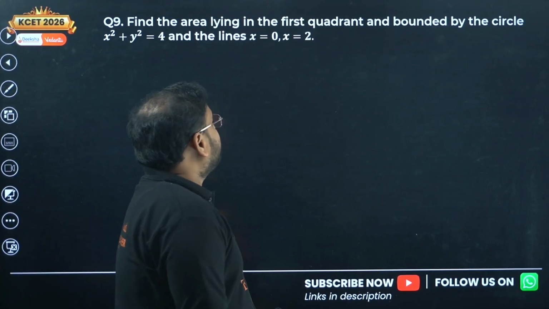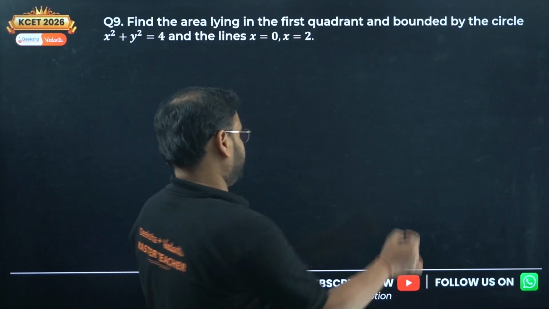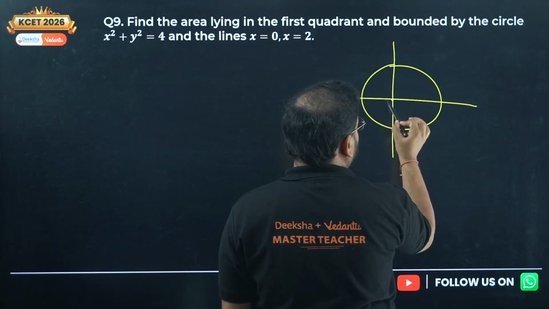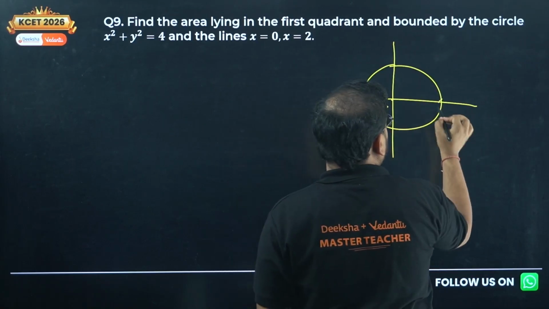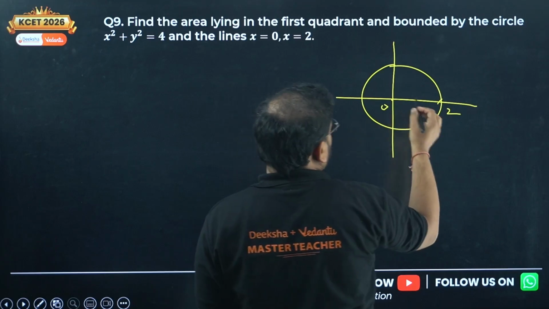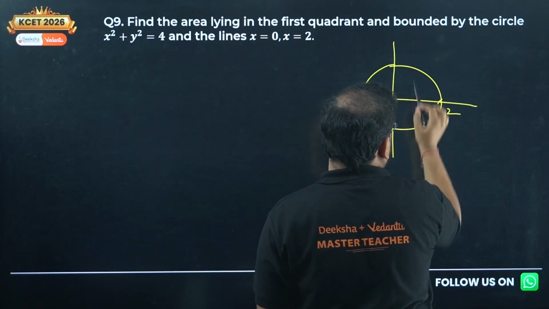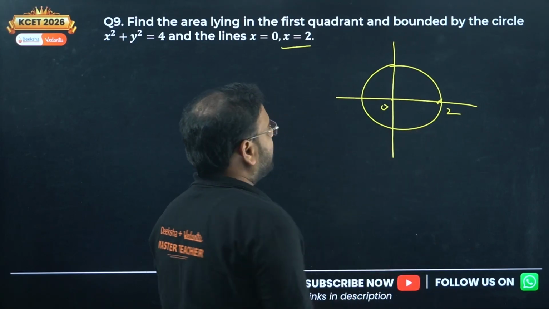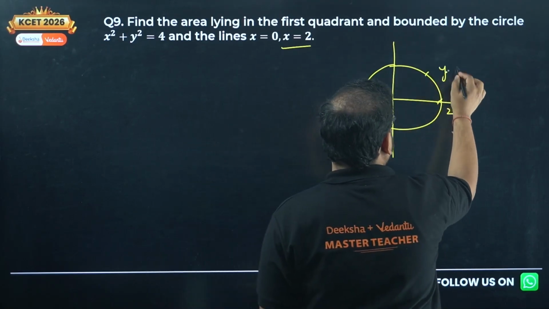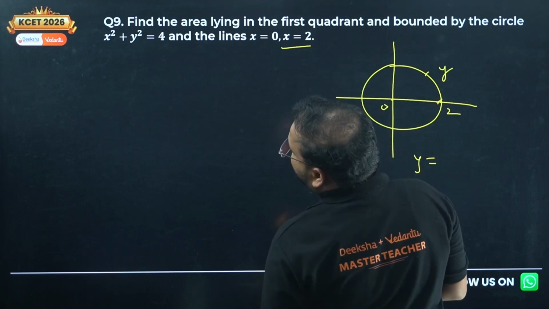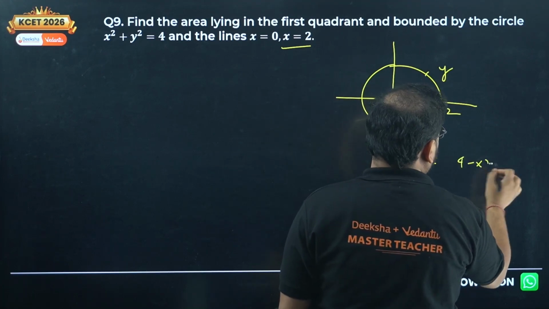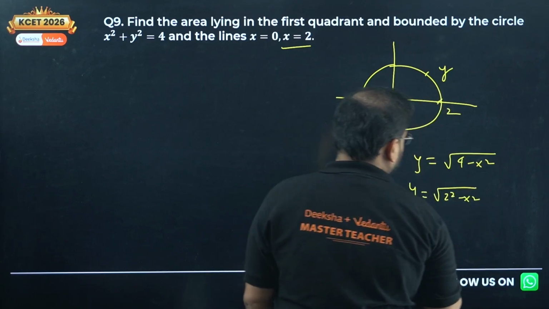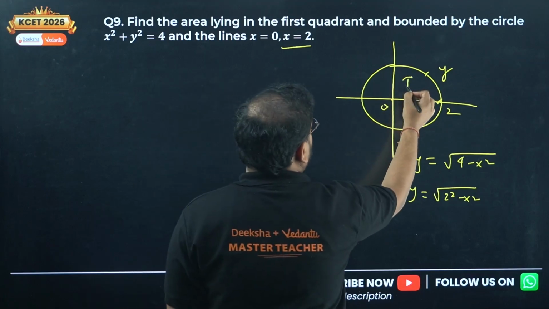Find the area lying in the first quadrant and bounded by the circle, first quadrant only. So the circle is like this. First quadrant means from here to here. What is the r? r is 2, and the line 0 to x. Same thing. They can ask you 0 to x equal to 1 also, but they have not asked that. They have given the limit to be 0 to 2 only. What about this? I can write this as y. y will be the root of 4 minus x square. So y will be root of 2 square minus x square. I'm looking for only this part's area, part 1.